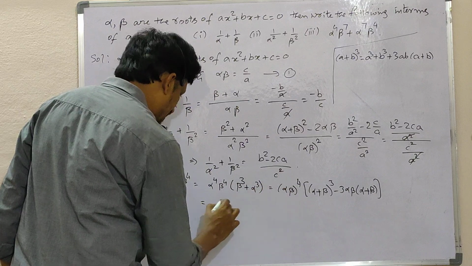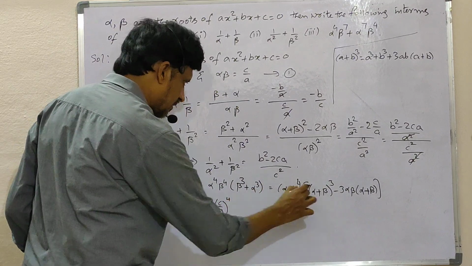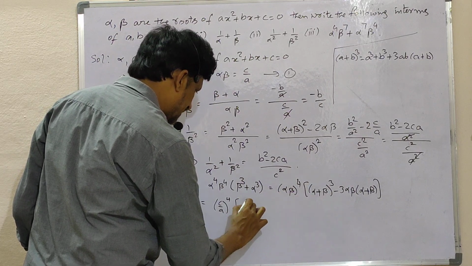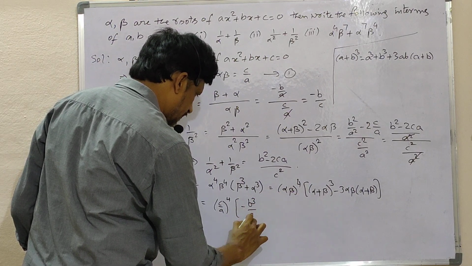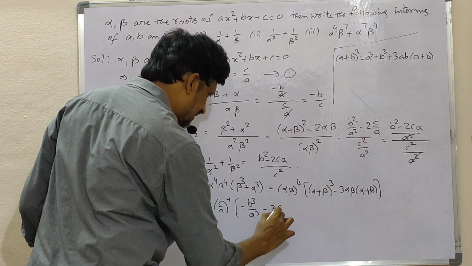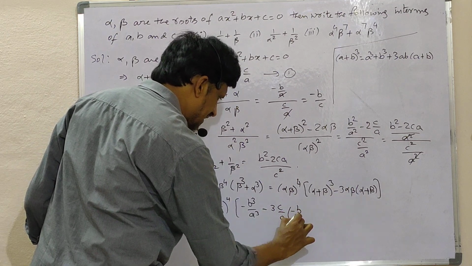So here it is alpha beta, that is c by a whole power 4, into alpha plus beta, that is minus b by a whole cube, that means minus b cube by a cube, minus 3 into alpha beta, that is c by a, into alpha plus beta, that is minus b by a.